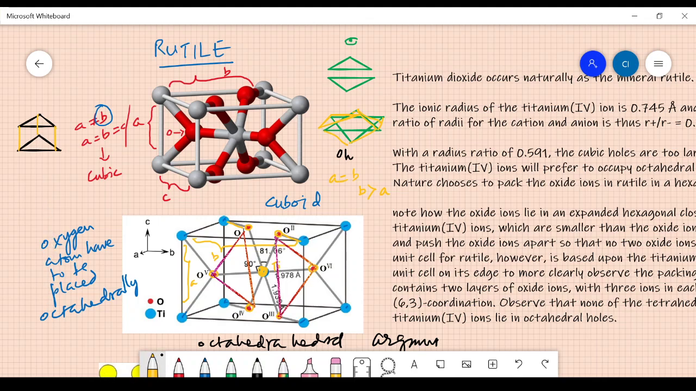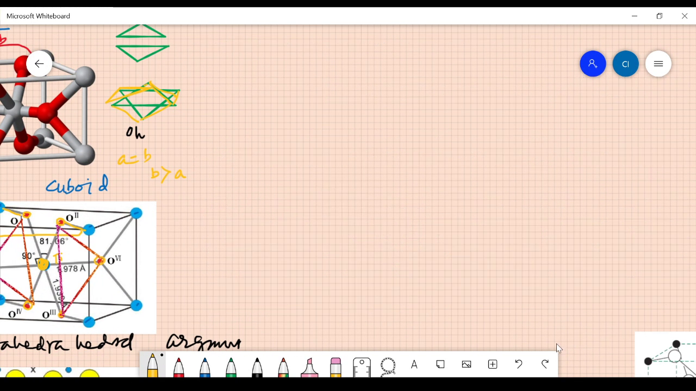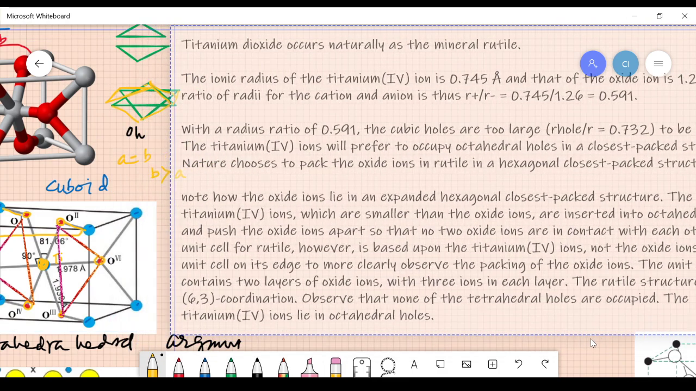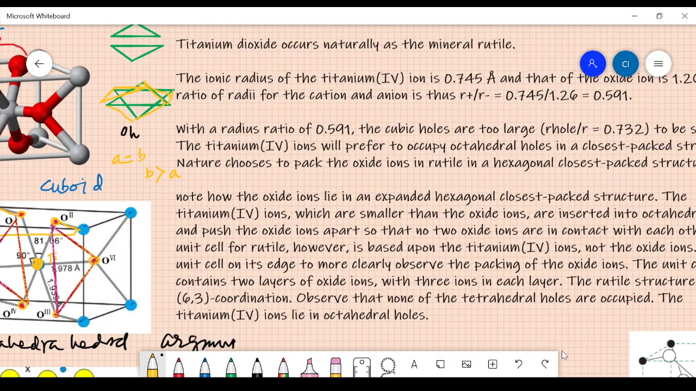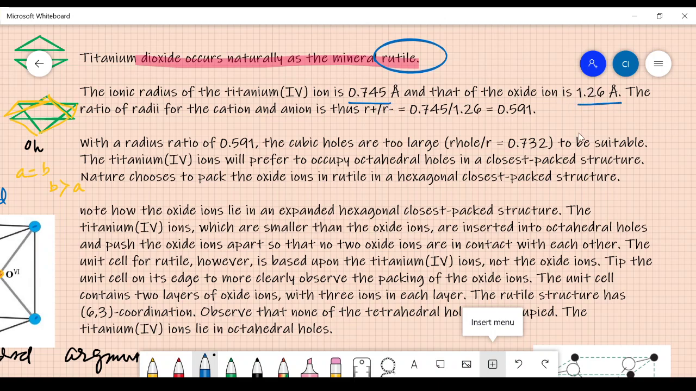So let us see what is there. The best example they have taken is that of titanium dioxide. Some of the crystals are based on the parent structure, and titanium dioxide is the parent structure for this, as the mineral rutile. So that is how you see this rutile as being the titanium dioxide structure. The ionic radius of titanium is 0.745 and that of oxide is 1.26 angstrom units. That is, the oxide ion is larger.